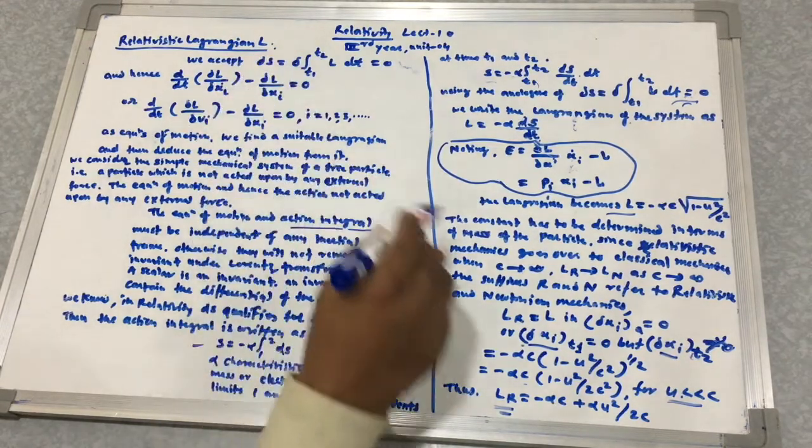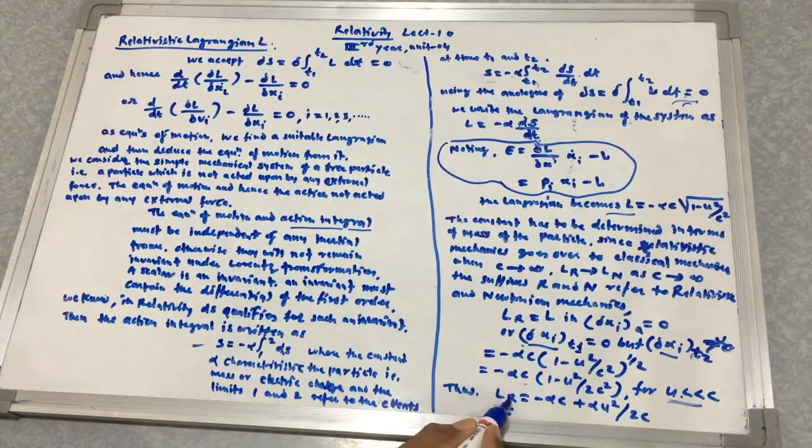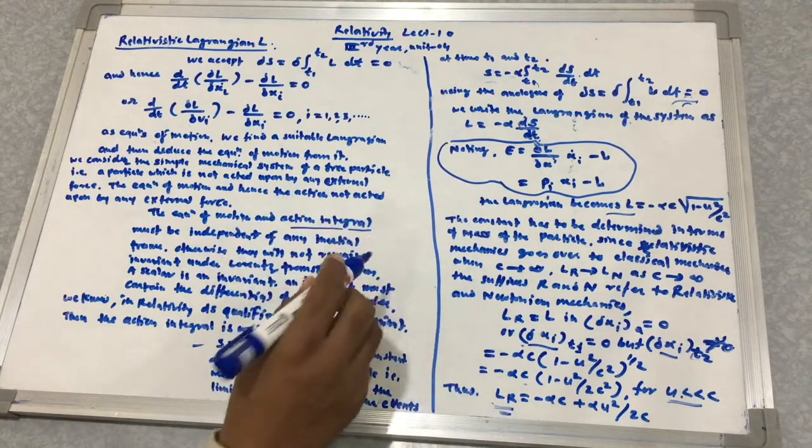So we have to define the relativistic Lagrangian from this. Understand?